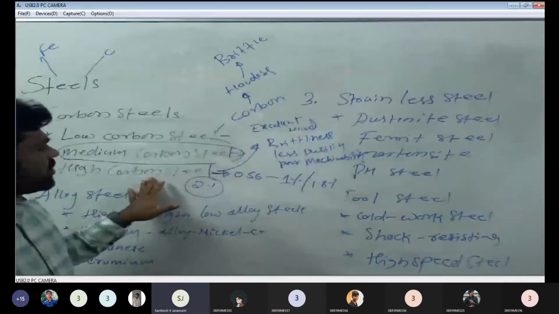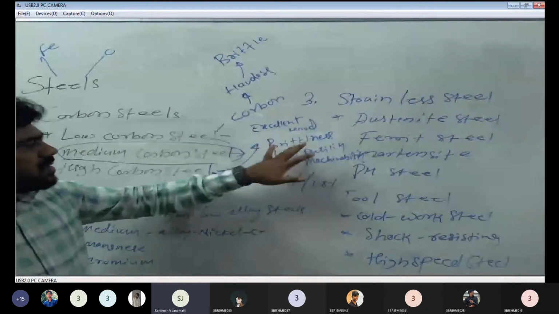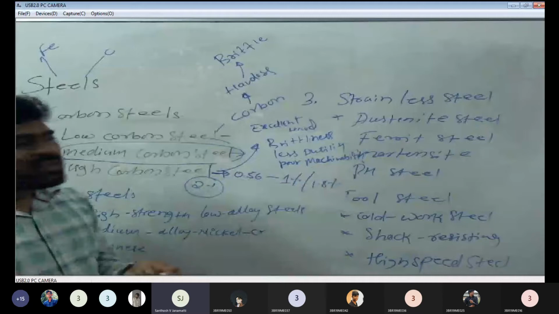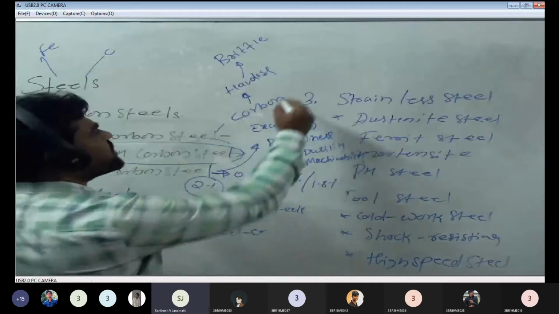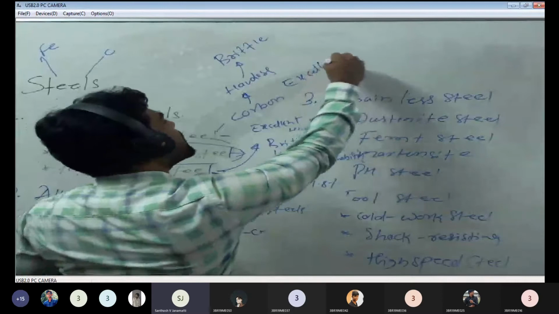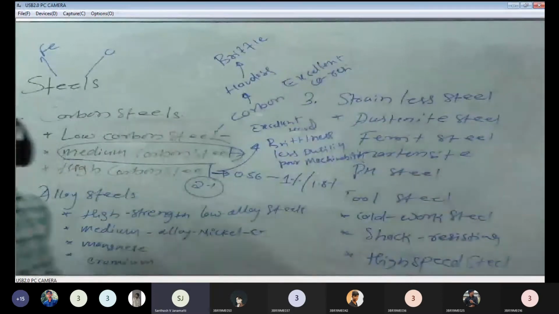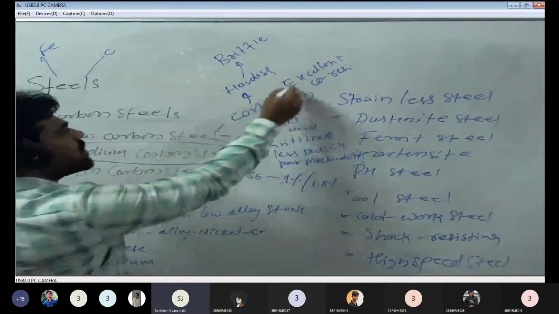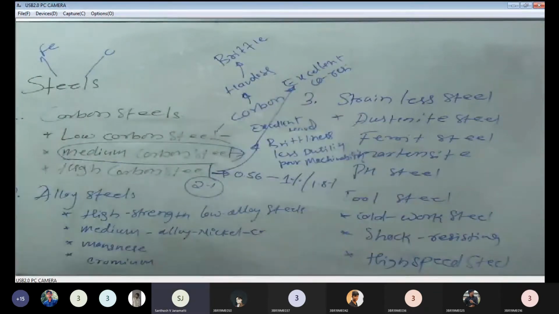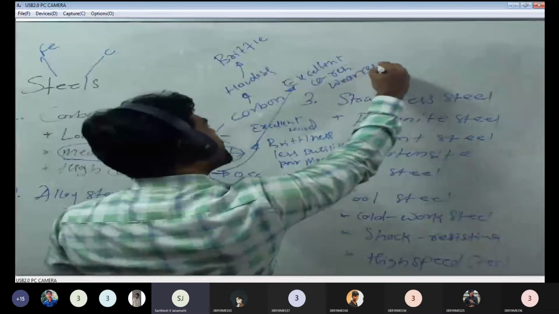High carbon steel has these kinds of properties: excellent hardness, brittleness, less ductility, poor machinability, and excellent corrosion resistance also. Which one? High carbon steel. And excellent wear resistance also.